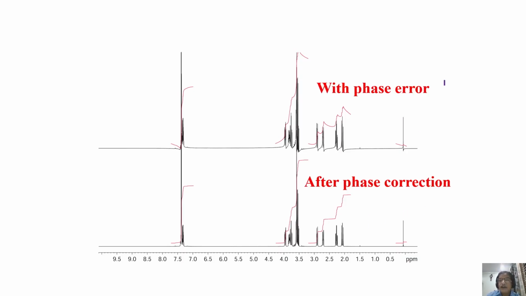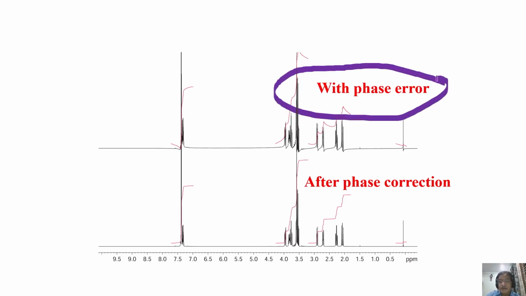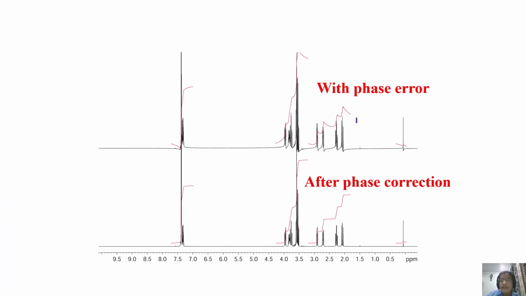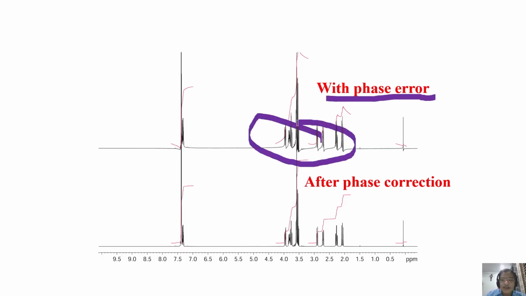This is the type of spectrum you are going to see. This is without phase correction. I'm sorry, not with. This is without. There's a mistake. It's a typo. I'm sorry about it. You read it as without phase error. Oh, I'm sorry. Not without phase correction. It is with phase error. Okay. There is error incorporated here.